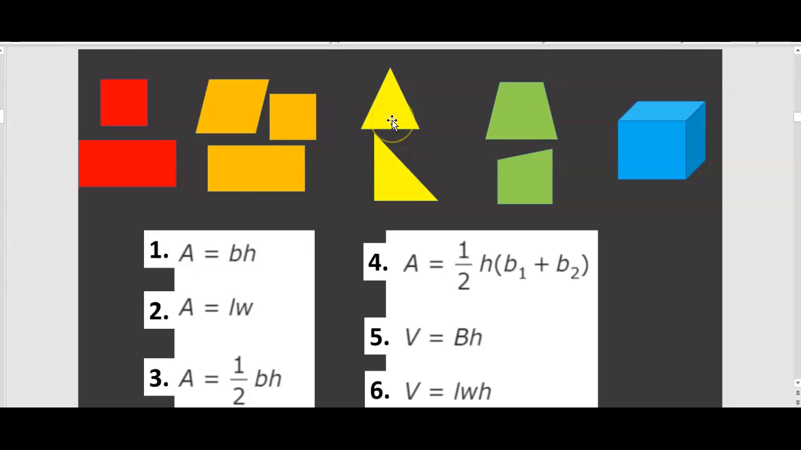What about the yellow? These are kind of in order, aren't they? That's number 3. Half of the base times height. Green? It's in order again. What do you know? All right, and then the blue is for what's inside of it. We're finding the volume of this one. And we're missing a kind of a blue shape.